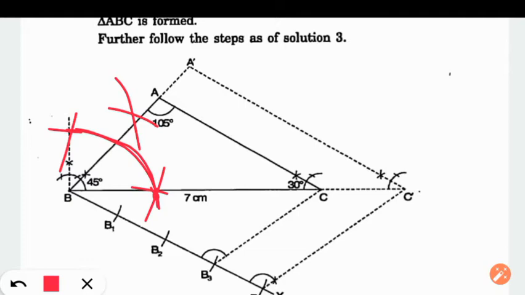So that full angle is 90 degree, and if we bisect 90 degree, what we will get? We will get 45 degree. So join this, you will get 45 degree.